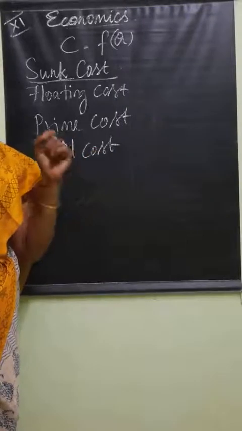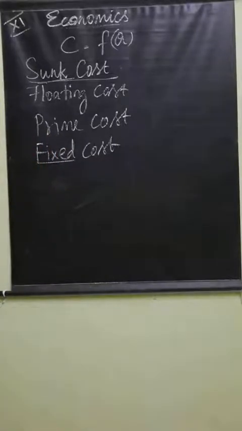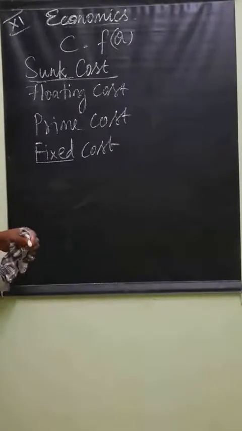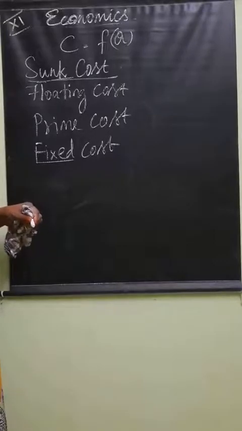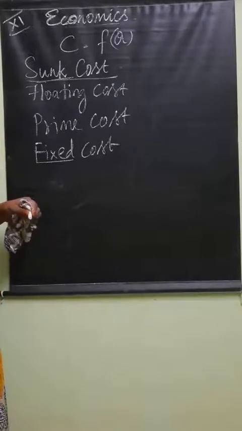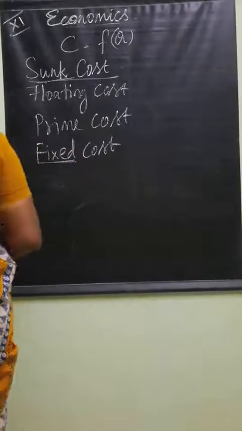That means the expense does not change with the change of the output. For example, rent for the building, wages for the workers, watchman wages. Whether the school is working or not, the watchman is getting salary, isn't it? We teachers, though we are not coming to school, though we are teaching online, we are getting our salary. These are all fixed. They don't change. So those costs are called fixed cost.